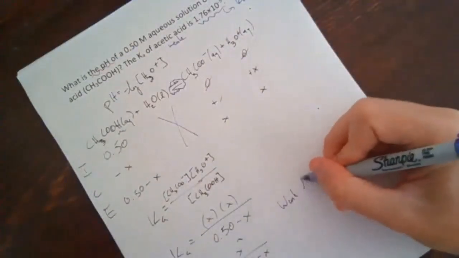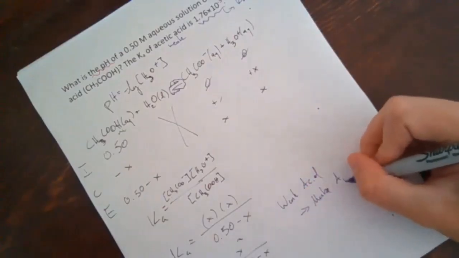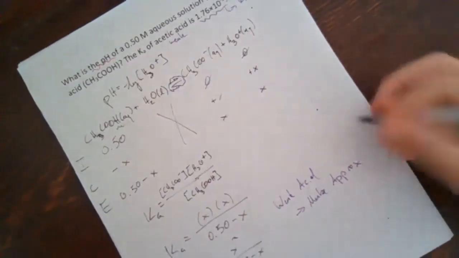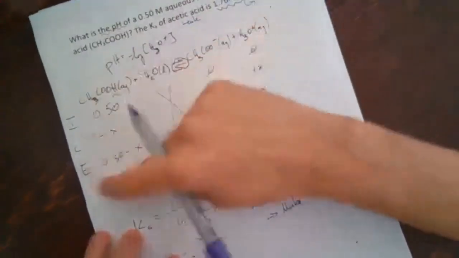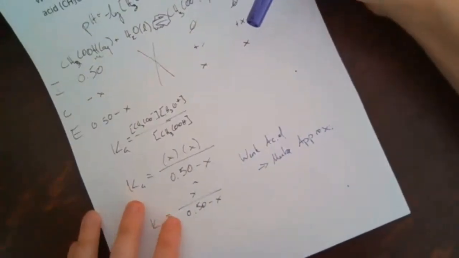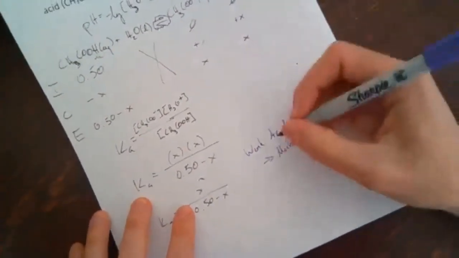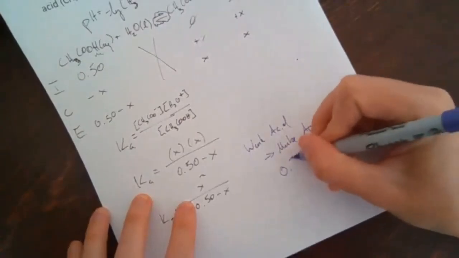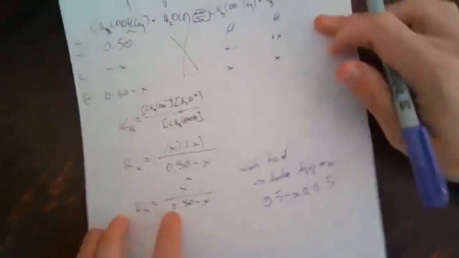So for weak acid problems, you're always going to want to make the approximation, because the whole point of a weak acid is that you don't make a lot of hydroniums. So you're left with primarily the initial acid, right? Most of the acid that's in the solution looks like an acid. It hasn't yet donated the H+. So you can make the approximation that 0.5 minus x is going to be approximately equal to 0.5.